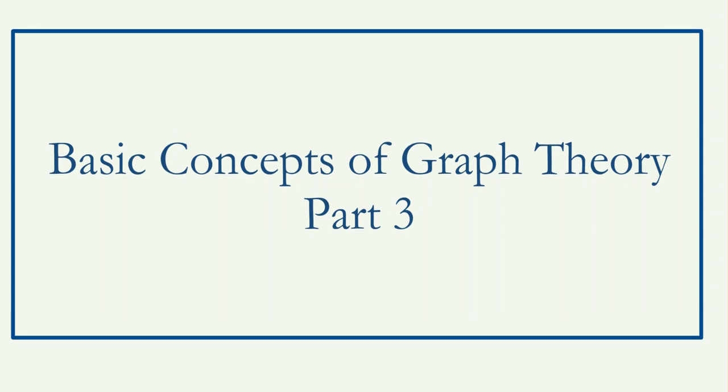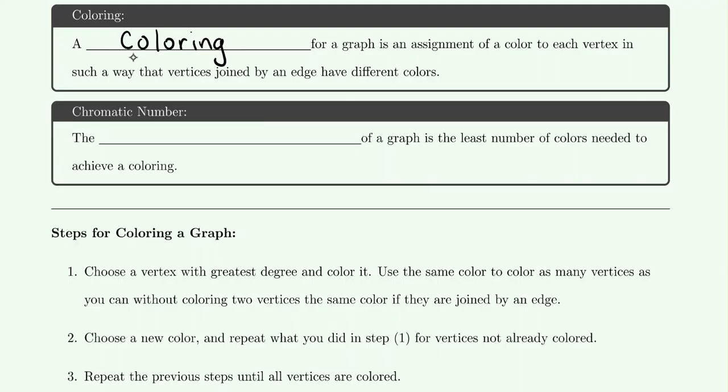In this video, we continue the lecture to part 3. A coloring for a graph is an assignment of a color to each vertex in such a way that if you have vertices that are joined by an edge, they will have to have different colors.